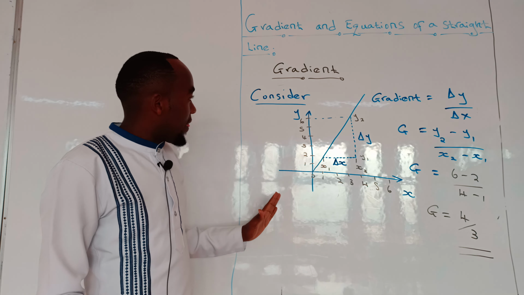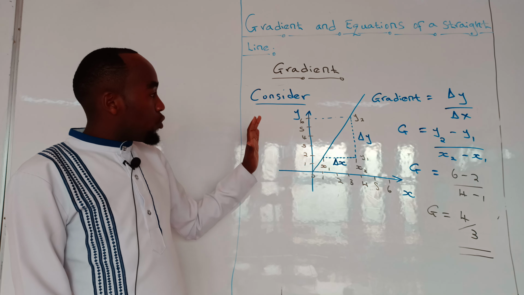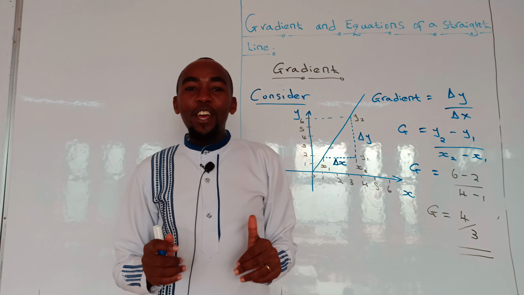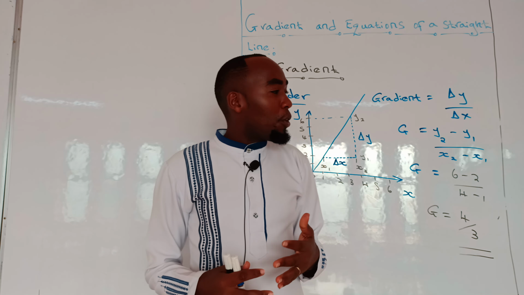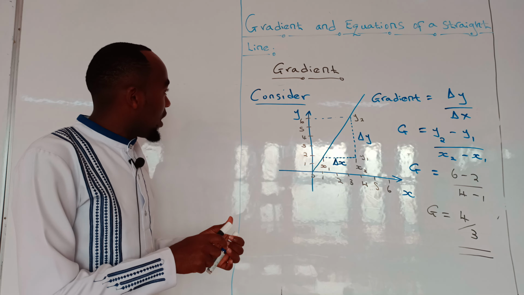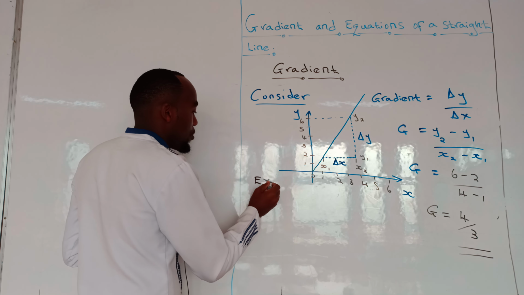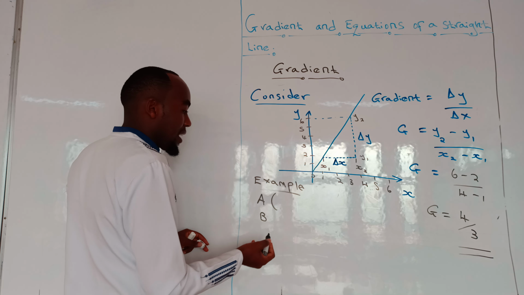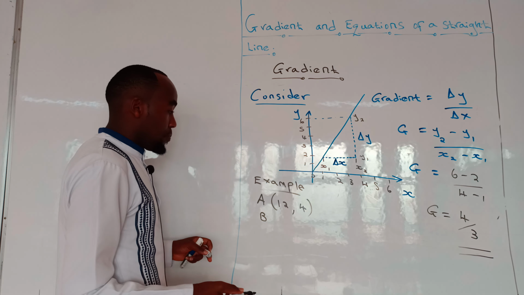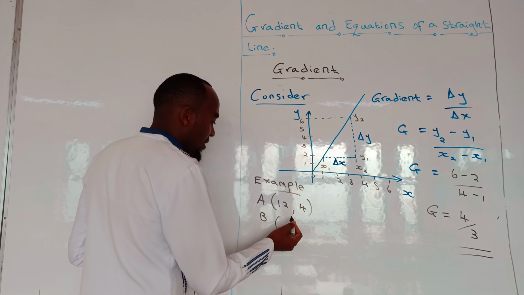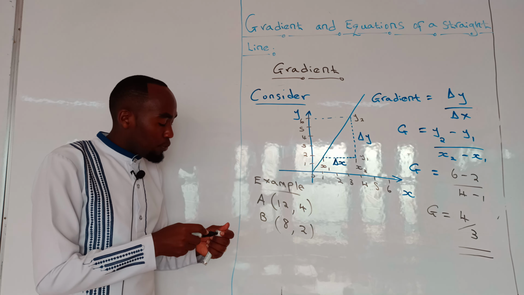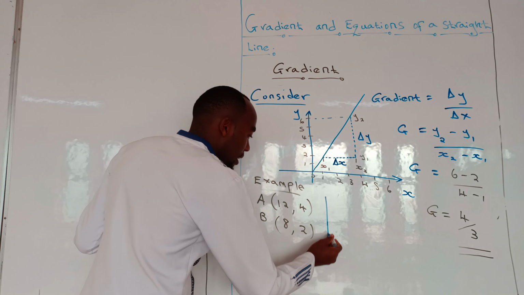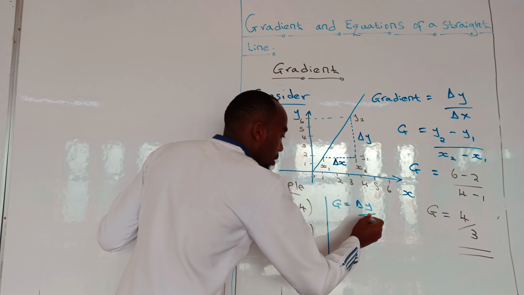I want you to understand that the gradient of a straight line is always given by change in y over change in x. I hope up to that point we are together. If you're given 2 points, A and B, let's say point A is (12, 4) and point B is (8, 2), and you're told to find the gradient, you'll still say that gradient is given by change in y over change in x.